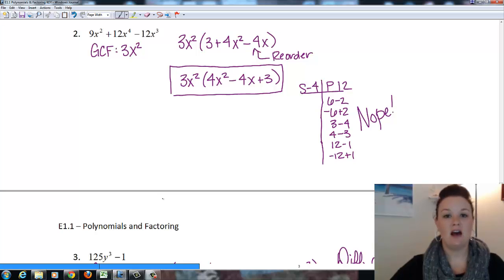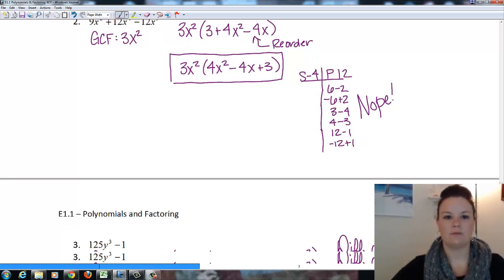Once we take that out, we notice our polynomial is not in descending order, which is not good for having to factor. So we reorder it. Once we reorder it, we need a product of 12 and a sum of -4, which with the factors we have is not possible. So we don't say it's not factorable. It's only not factorable if we can't even take out a greatest common factor. But since we were able to take out a greatest common factor, it is factorable. We just can't factor it any further.